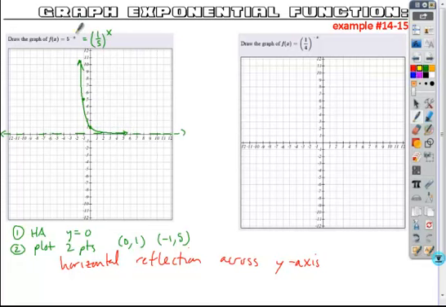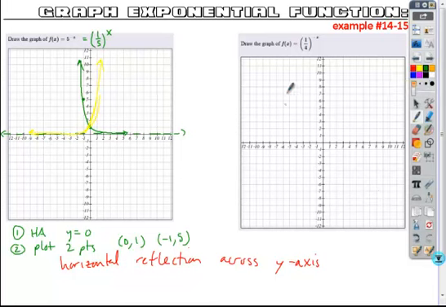Now, if we took this original function of just 5 to the x, here is what that original graph would look like in yellow. It's hard to see, but the negative winds up reflecting it across the y-axis. And so you see that the green function represents the graph of the horizontal reflection.